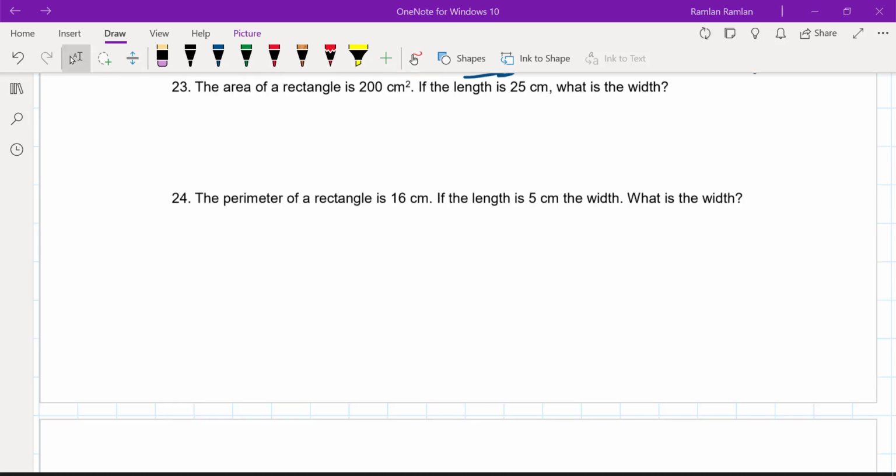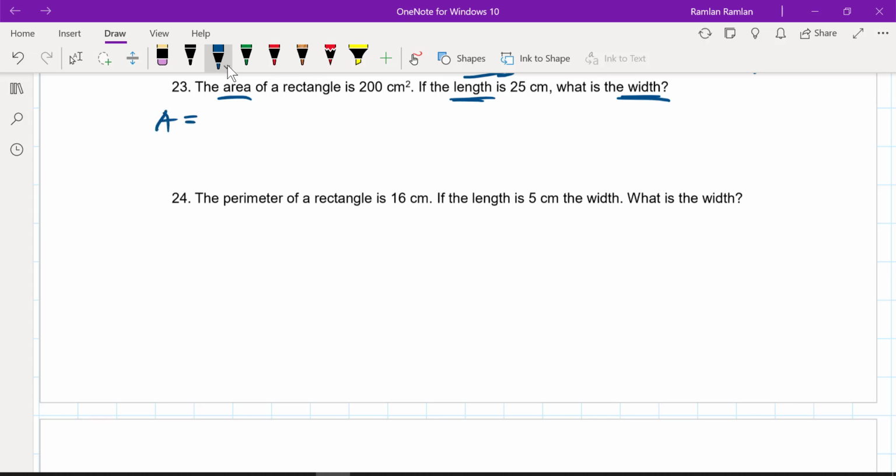Number 23, the area of a rectangle is 200 centimeters squared. If the length is 25 centimeter, what is the width? Again, guys, we just connect all of the given information. With the question here, we have the area, and then we have the length, and we want to find the width. So we need to connect all of them. It will just be the formula of area, right?